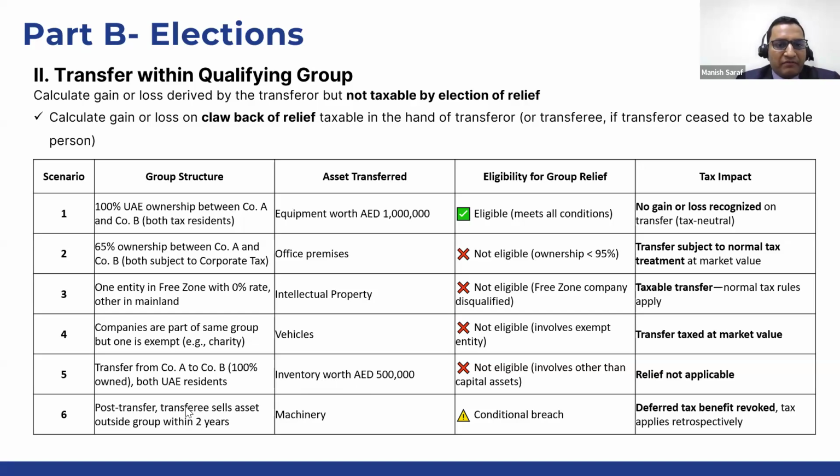Now there is a clawback period of 2 years. The next category is that if an asset has been transferred, say, from company A to B, and later on within the next 2 years, this asset is transferred to a third party, then in that scenario, because it has breached the condition of the qualifying group transfer, whatever gain was not taxable in year 1 will be taxed in the year when it is transferred.